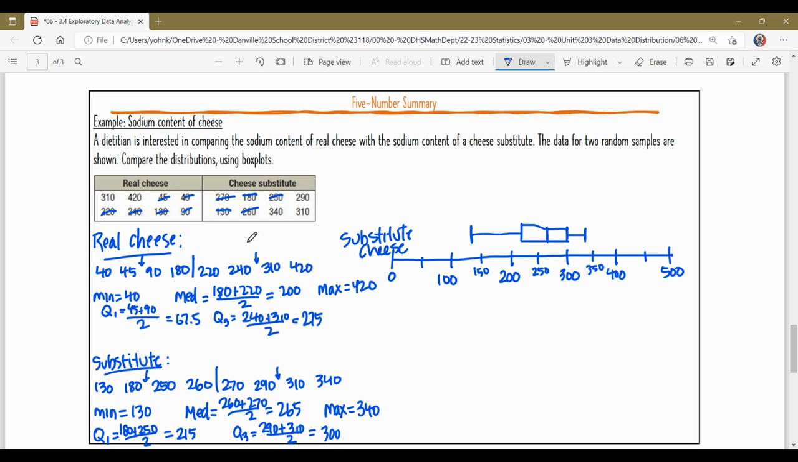All right, let's stack it with the real cheese. The new minimum is 40. Try to make it just as tall so you don't purposely emphasize one.